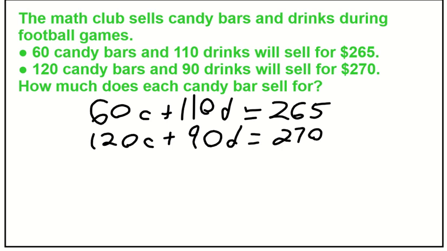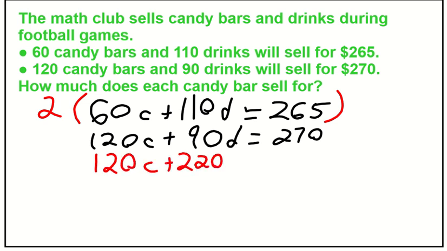The easiest way to do that is to take this first equation and multiply everything by 2. So that gives 120C plus 220D equals 530. All right, so when I multiply it by 2, I get that. I'm going to subtract the one left in black from the red one, okay? Just because the red has higher values for the other stuff, that'll keep things positive.